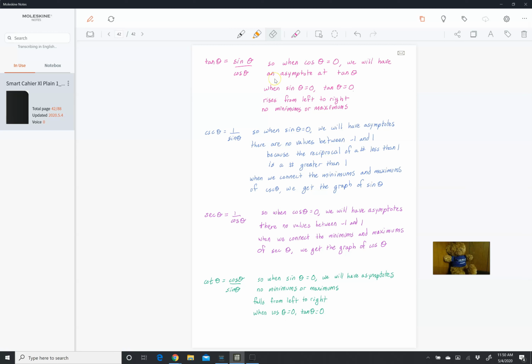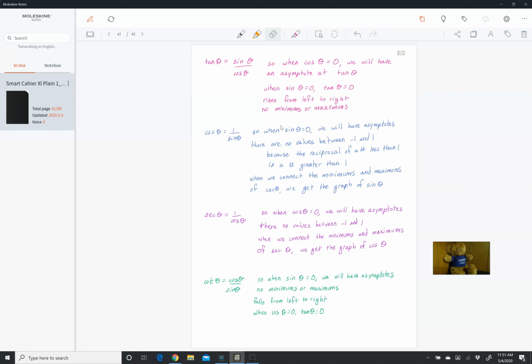Okay. So how do we distinguish between the graphs? We're looking for asymptotes. If it has asymptotes, it's got to be one of these 4. Okay. We're looking at where those asymptotes are located. If the asymptotes are located when cosine is 0, then it's either going to be tangent or secant. Now, just to distinguish between tangent or secant, we could look, do they have minimums or maximums? If they do, then it's secant, right? If they don't, then it's tangent. So that's how you can distinguish between them. So you look at asymptotes. You look at where the asymptotes are located.